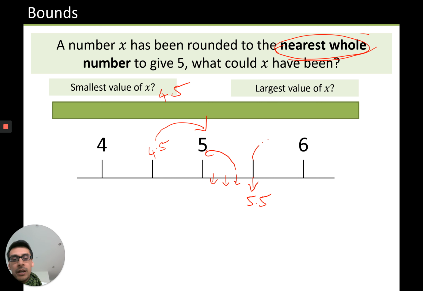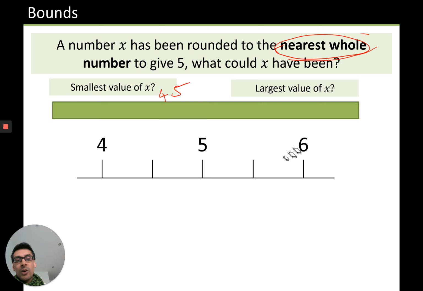Now that's going to round up to 6. So anything below 5.5, not including 5.5, or anything less than 5.5 is going to round down to 5. So that keyword there, or keywords less than, is crucial to the idea of bounds.